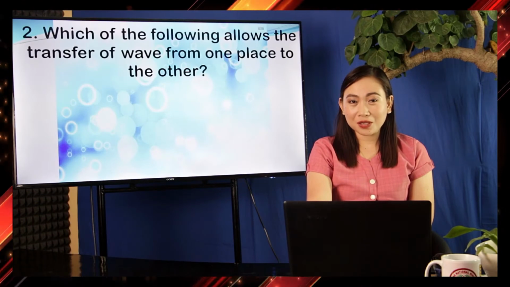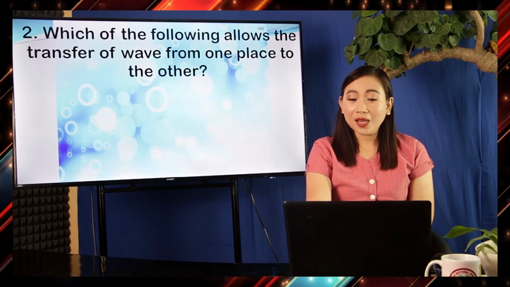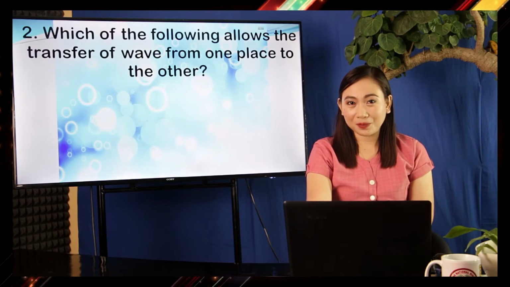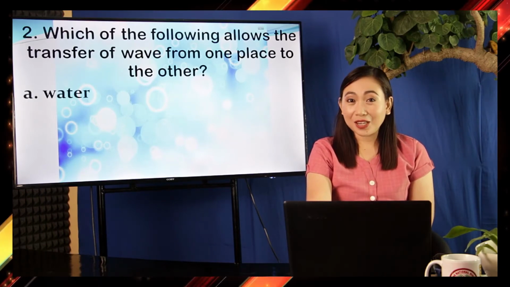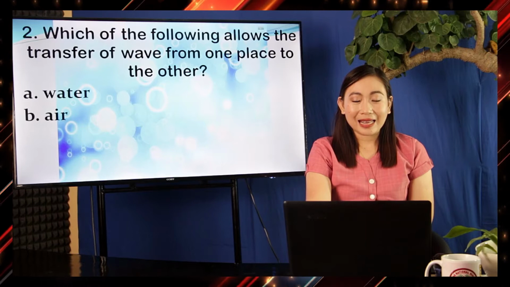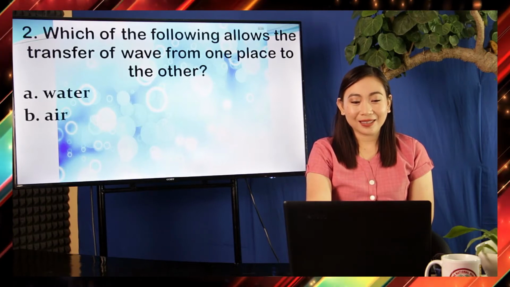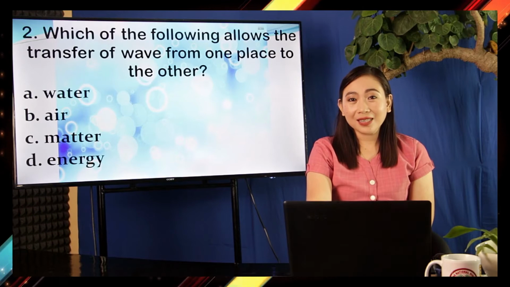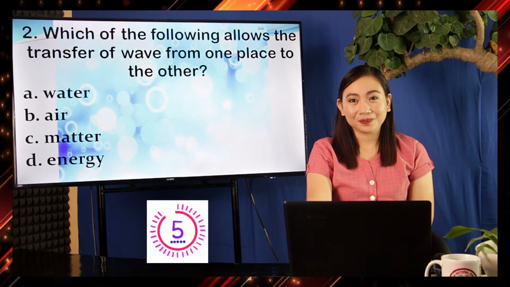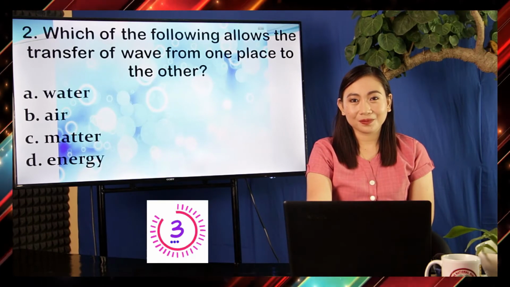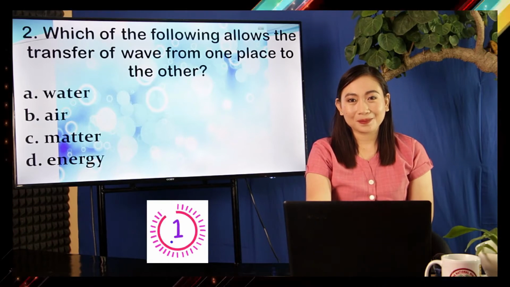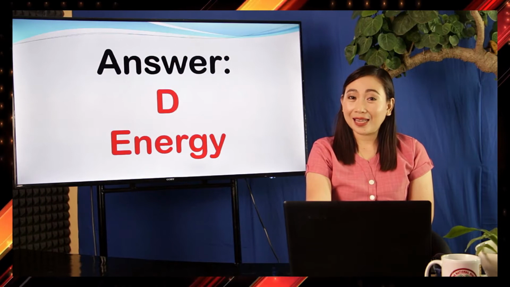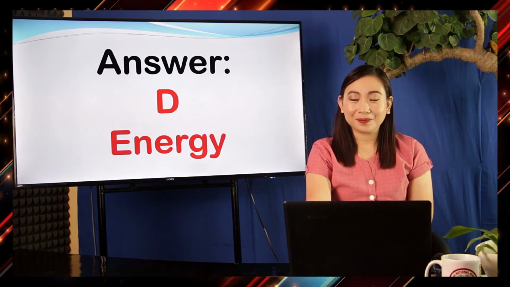For question number 2, which of the following allows the transfer of wave from one place to another? Letter A, water. Letter B, air. Letter C, matter. Or letter D, energy. The correct answer is letter D, energy.